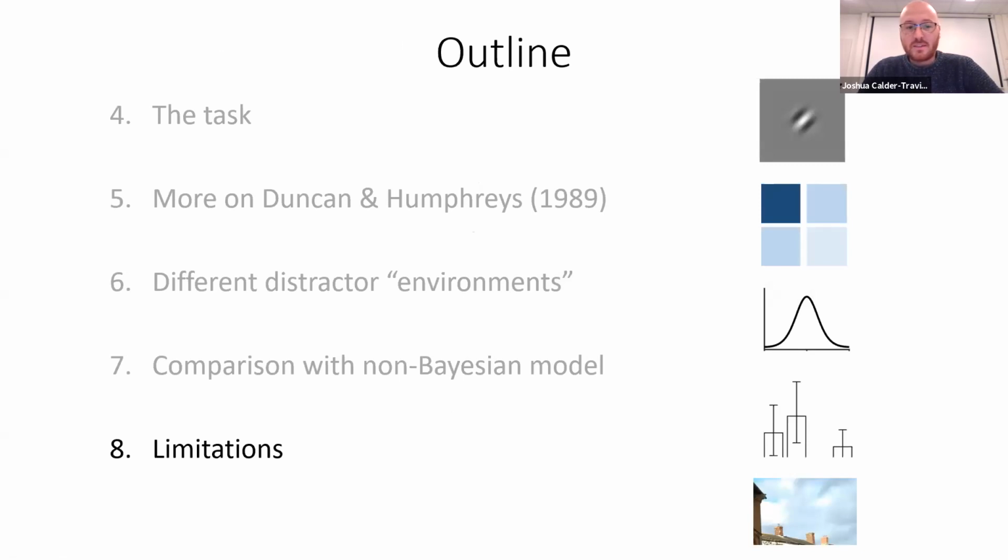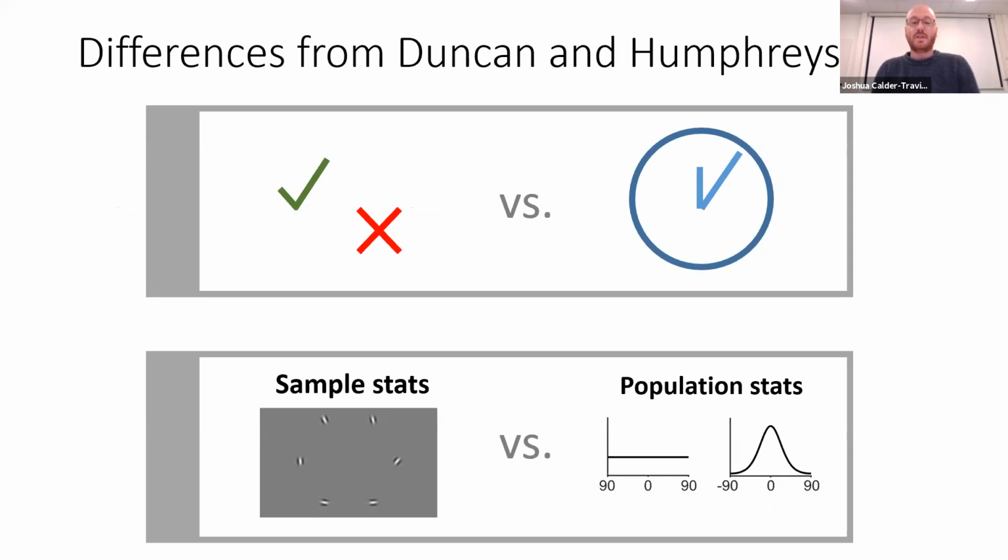Okay, so limitations that apply to the study, and then limitations that are more general. In terms of some study-specific limitations, we wanted to compare our results to Duncan and Humphreys, but there are a few differences to their work. First of all, we've looked at accuracy. Actually, I already saw a question about this in the Q&A. We've looked at accuracy, but Duncan and Humphreys looked at reaction time. And actually, they looked at how reaction time changed as set size increased.